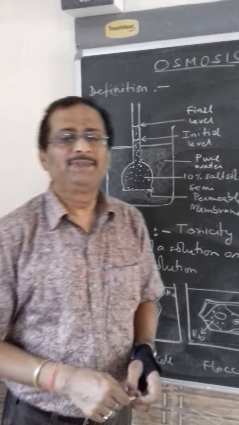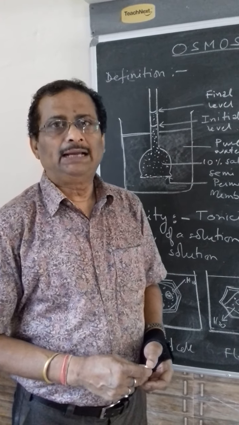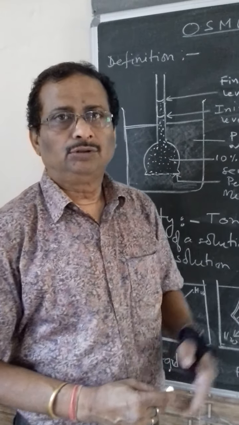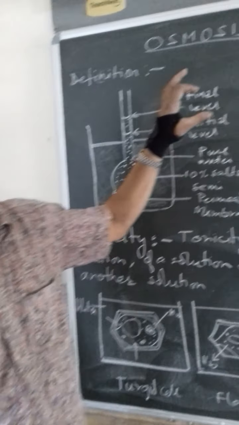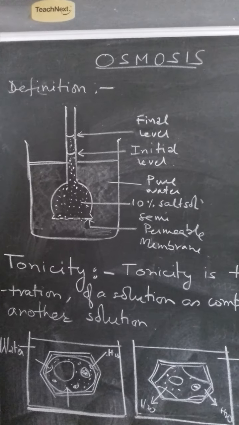Good morning everybody. For 10th standard, today we'll continue the chapter on absorption through roots and ascent of sap. In the last class we left off at osmosis. We're just starting osmosis.